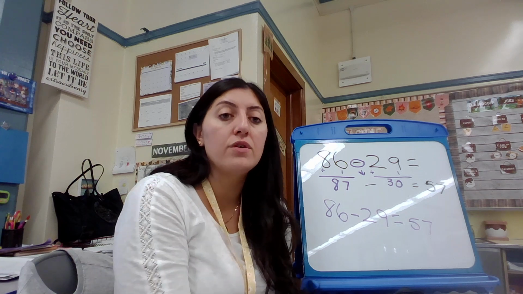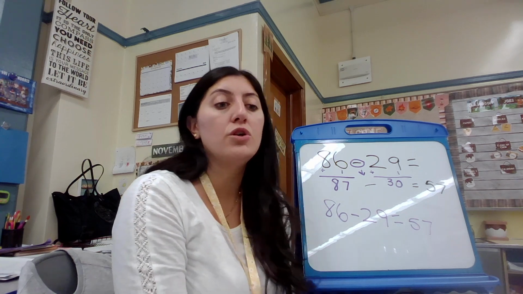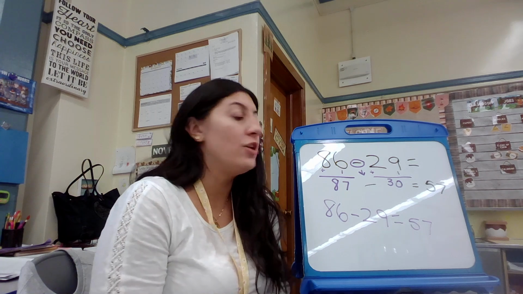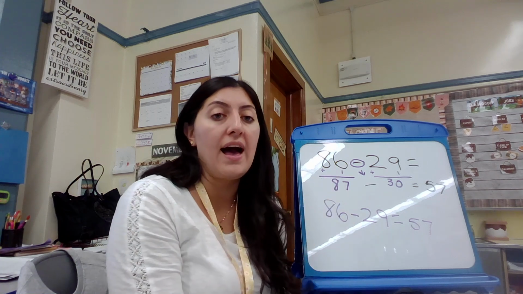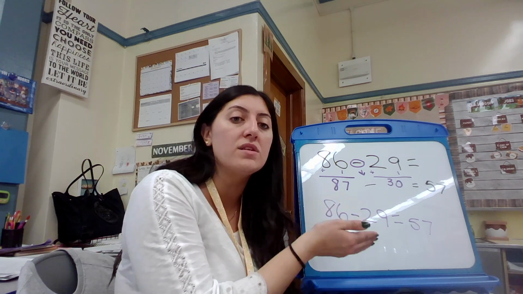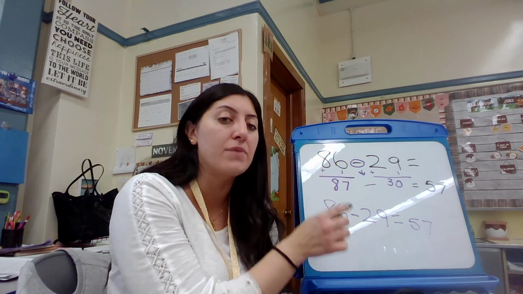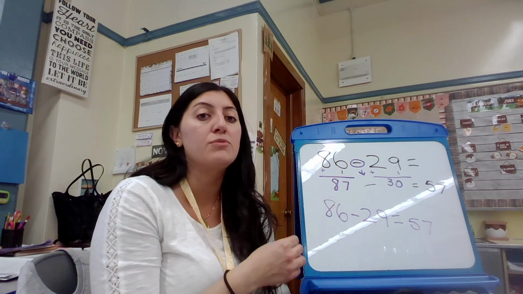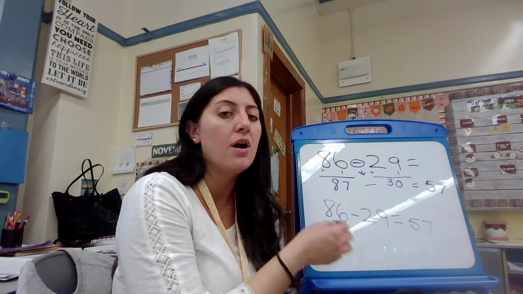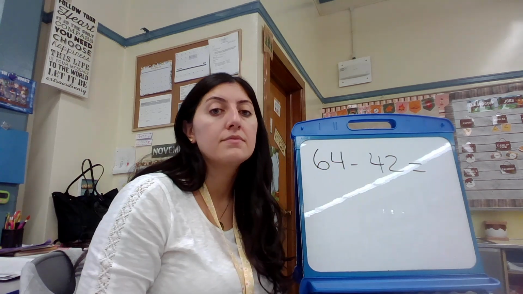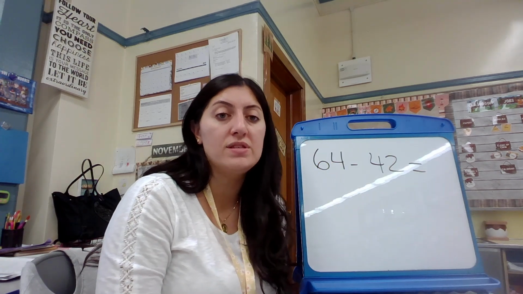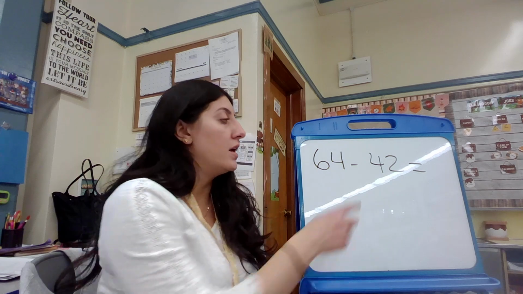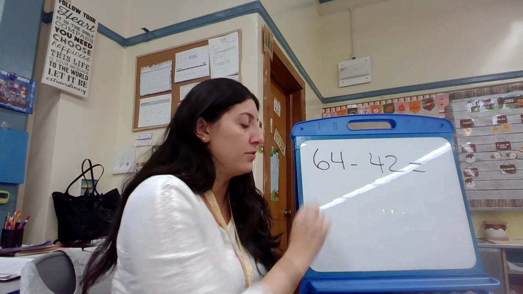You can solve a problem using compensation, and you could also subtract as well to make the numbers easier. But if you're adding on one side, then you have to add the same number to the other side. If you're subtracting on one side, you have to subtract the same number on the other side. Here's another way to use compensation, but subtracting on both sides.